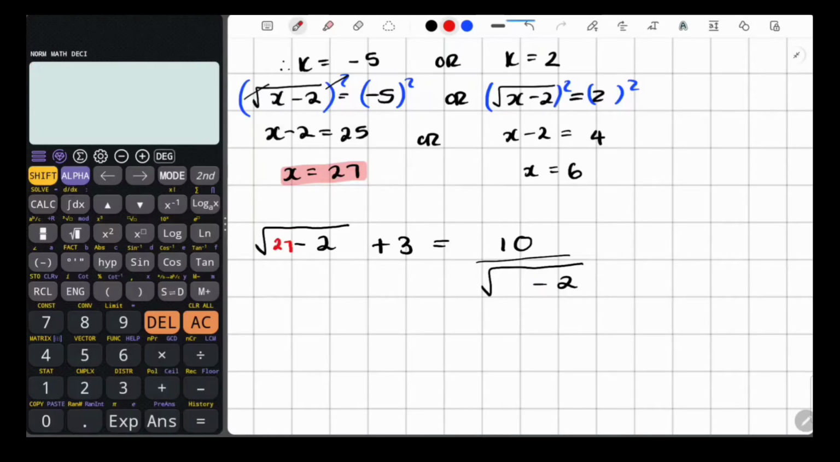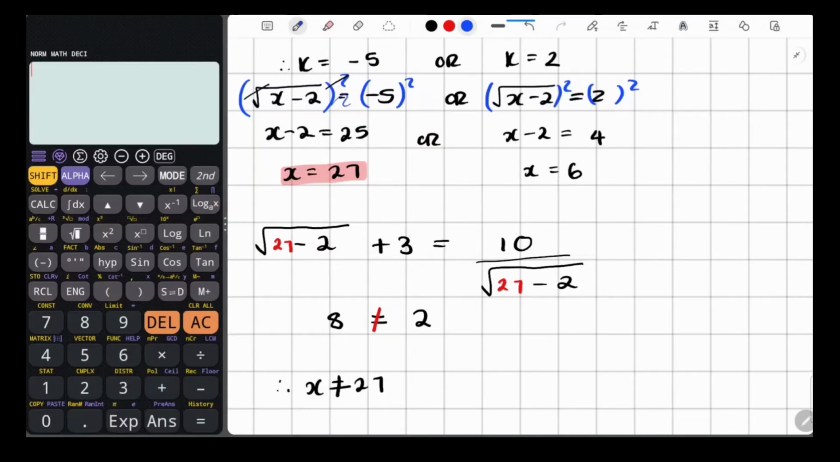So if you replace 27 here and 27 here, this is saying 27 minus 2, but the square root of that, 27 minus 2 is 25. The square root of 25 is 5. So this is 5 plus 3, which is 8. And we're saying that it's equal to 10 over, again, 27 minus 2 is 25. Square root of 25 is 5. So that's 10 divided by 5, which is 2. You see, 8 is not equal to 2. And that's how we know that x is not equal to 27.